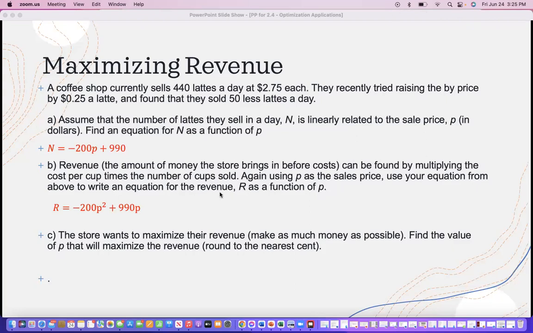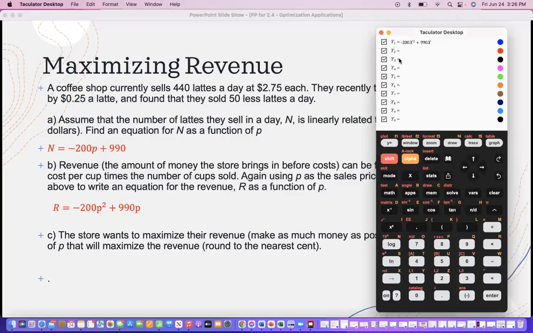And so then we'll go on to the last part here, C. It says the store wants to maximize their revenue, make as much money as possible. Find the value of P that will maximize the revenue. We're going to round it to the nearest cent. So now I need to use my calculator. And so we're going to pull that out. And we're going to go ahead and type this into the y equals: negative 200x squared plus 990x.